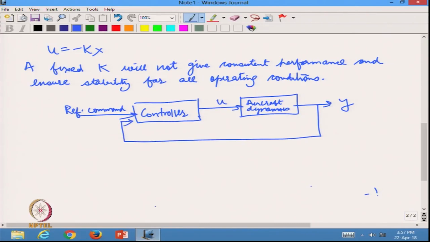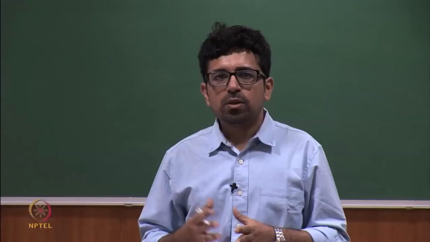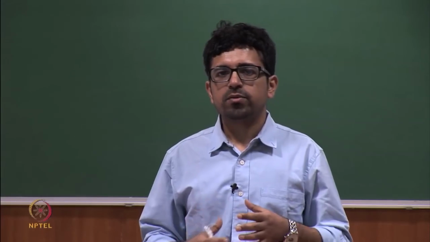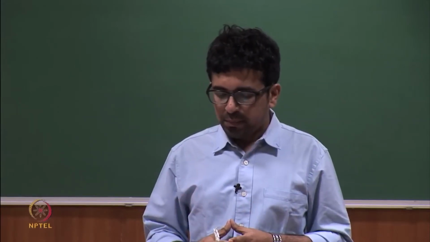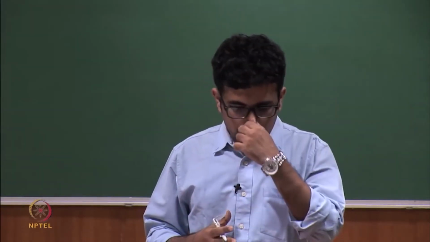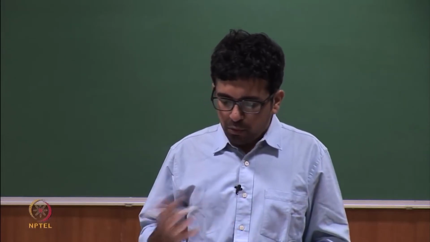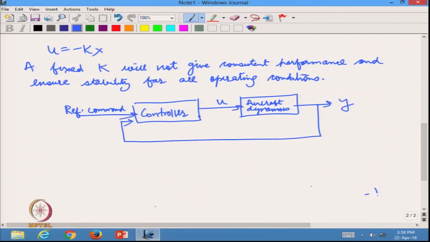This output also is an input to the controller, where the controller block would then compare the actual output with the reference command and generate an error signal, which can then be used to control the aircraft. So, this is what a typical block diagram for a fixed gain controller would be.